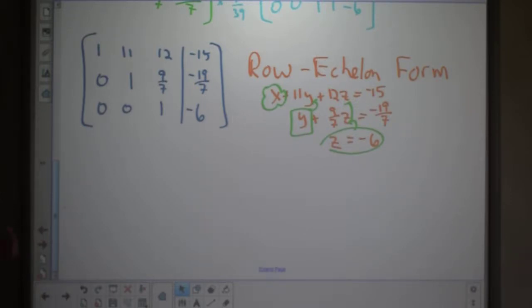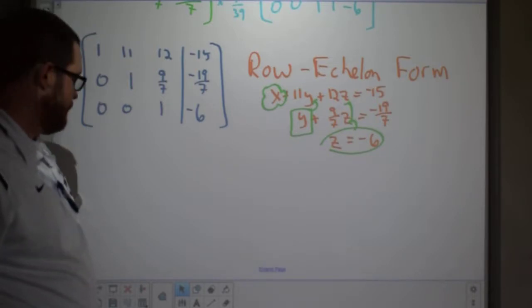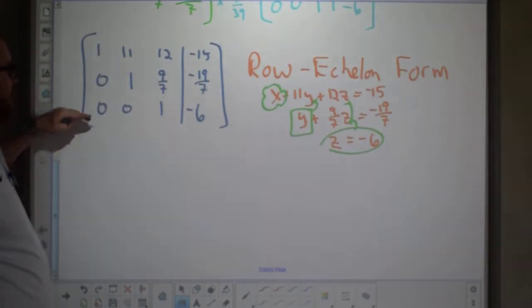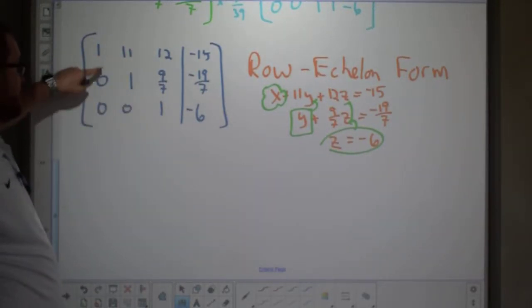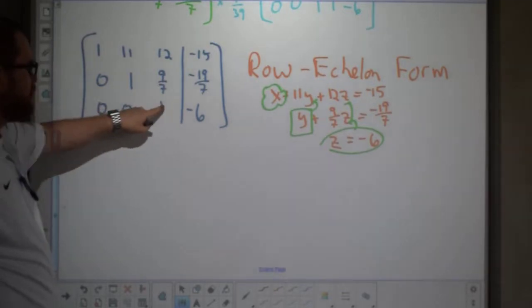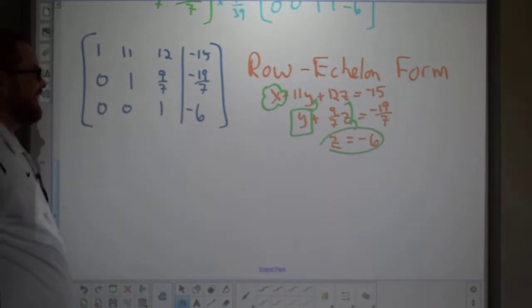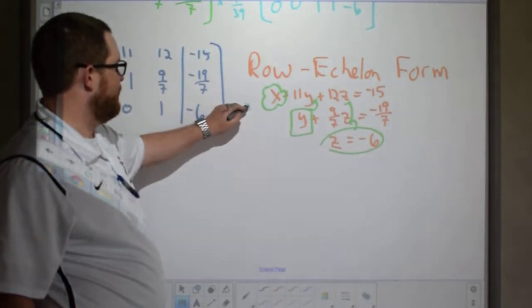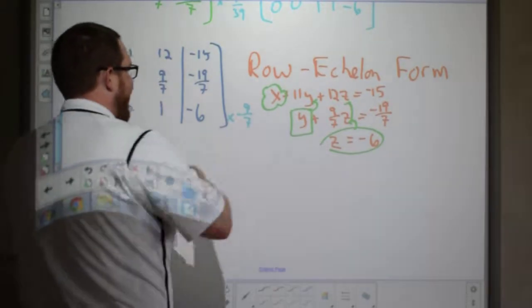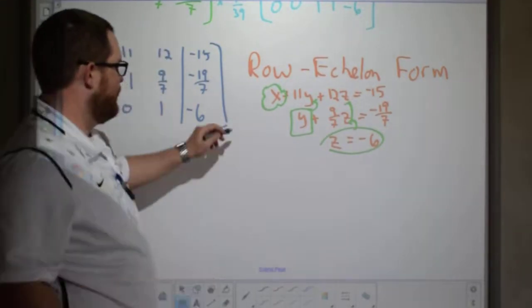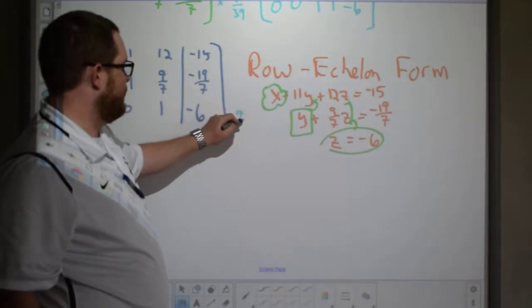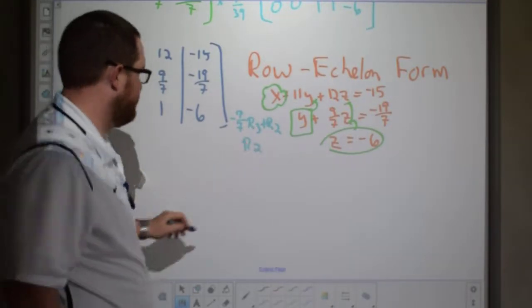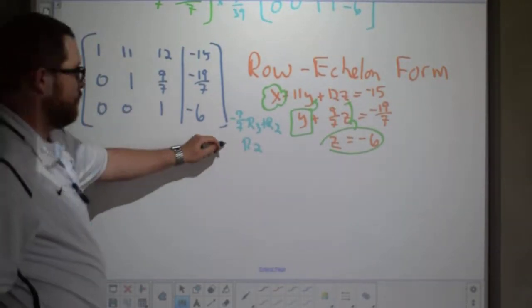I need to cancel out this 9 sevenths. So, what can I multiply this bottom row by so that when I add it back up, I have to use the bottom row because if I use the top row, I'll move the 1. What can I multiply this 1 by that would cancel out that 9 sevenths? I'm going to multiply by negative 9 sevenths. And I'm going to add it. So I'm going to do negative 9 sevenths times row 3 and add it to row 2 and put it into row 2. So row 2 is the only one I'm changing.